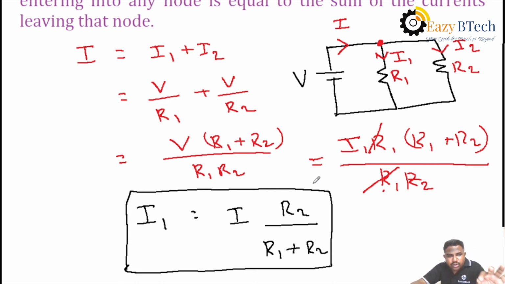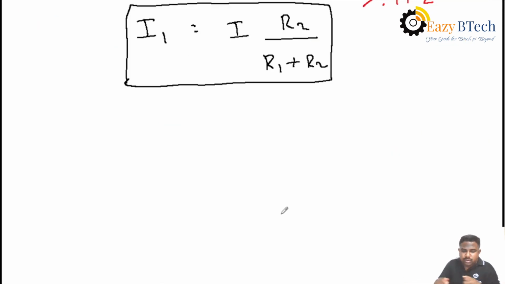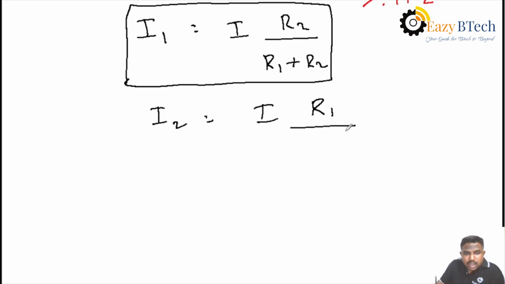For example, we know the total current is I. If you find the current passing through R1, that is I1, then the opposite value is R2 by the total value R1 plus R2, into the total current I. Like that, if you find the other branch current I2, what happens? Same formula. Here we find the current I2 passing through R2. That's why the opposite value is R1 by R1 plus R2. In this way, you can apply the current division rule and find the currents passing through the branches.